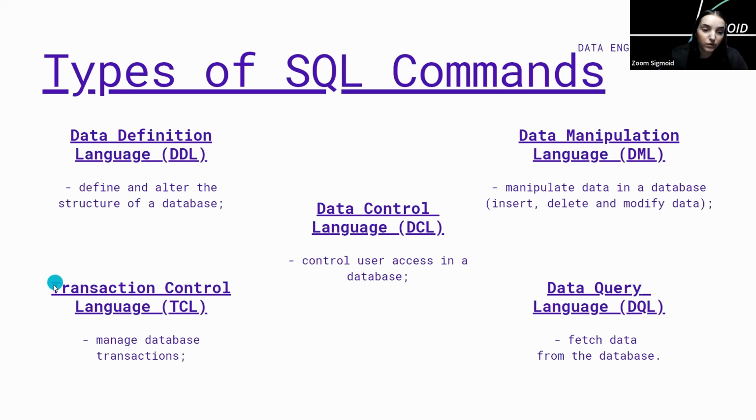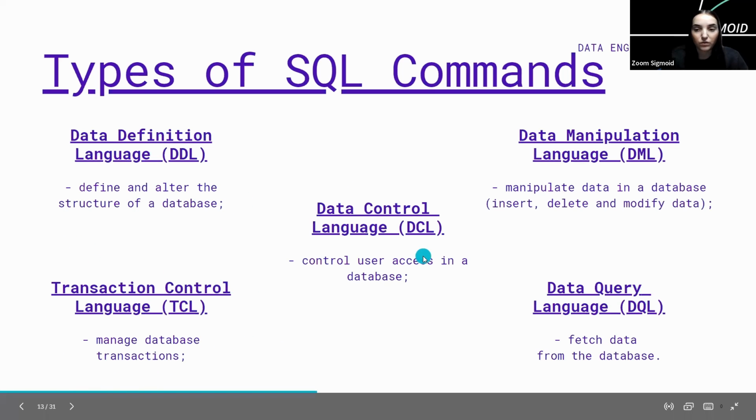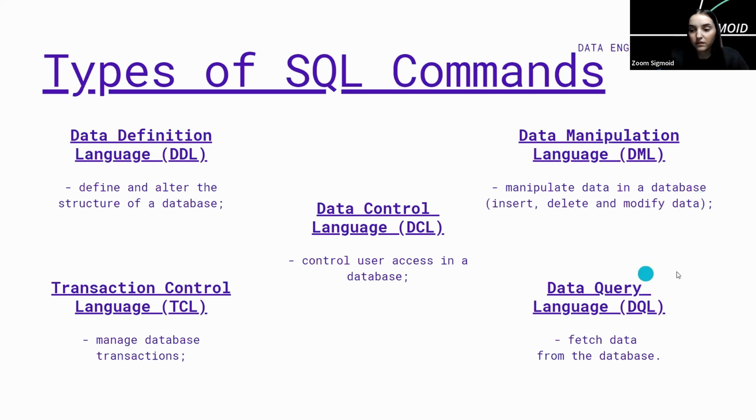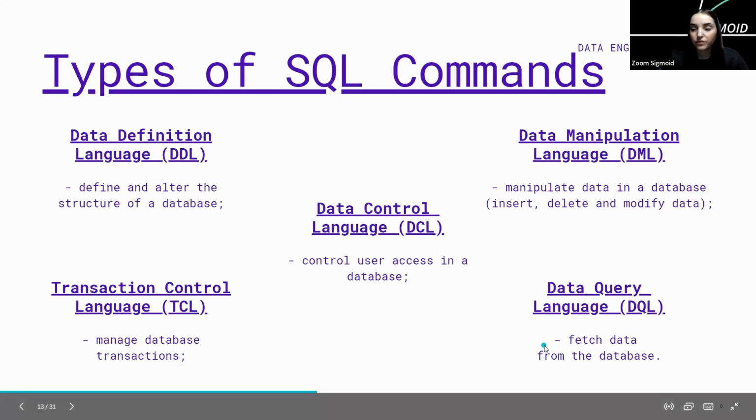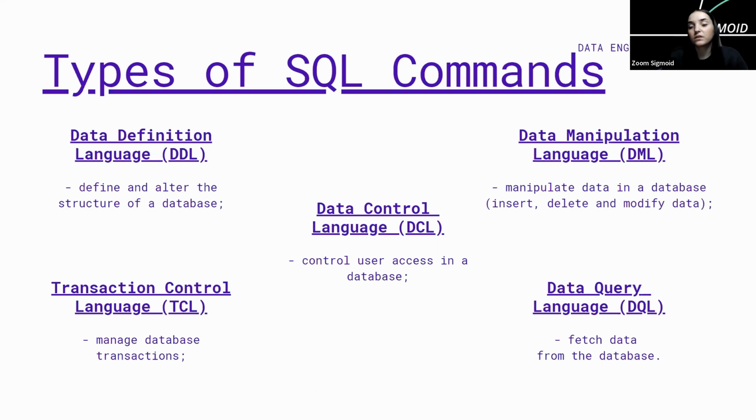Transaction control language is used to manage the changes made by DML. So with the help of transactions, you can control what you manage to do on your data. And the data query language is used to fetch, retrieve, or obtain, call it how you want. Okay, you can obtain the data from a table.